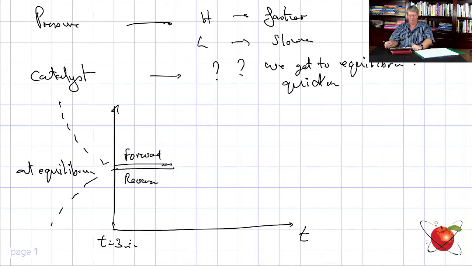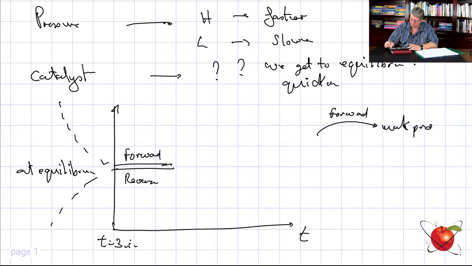What does that mean? The forward was make product. The reverse was, let me put it on the other side, either use product or make reactant.